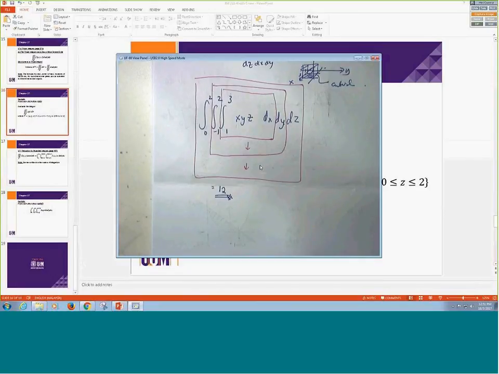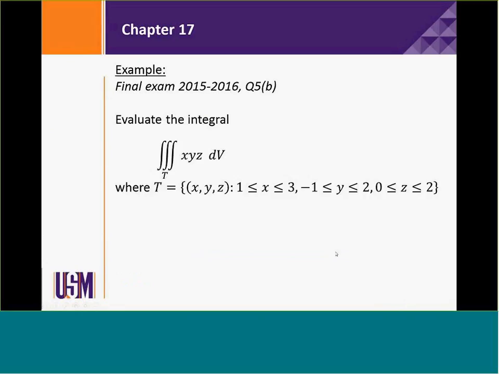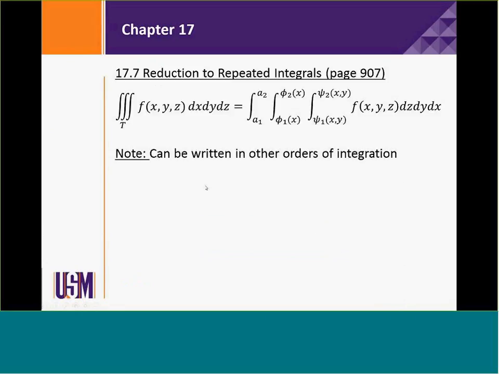Then there is another deduction to repeated integrals. Remember, the cuboid is all constant. But how about if your solid in 3D is not all constant? It's not the cuboid. It can be in any shape. It can be a cylinder. It can be in any form.